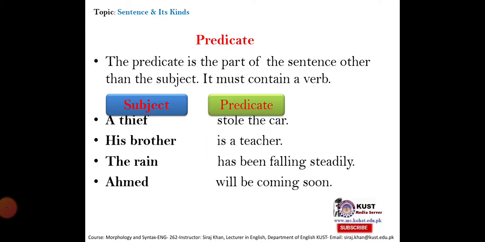Ahmad will be coming soon. Will be coming soon is the predicate of the subject Ahmad. So predicate is the part of a sentence where we talk about the subject. Here, a thief stole the car. His brother is a teacher. The rain has been falling steadily. Ahmad will be coming soon. The train left 5 minutes ago.